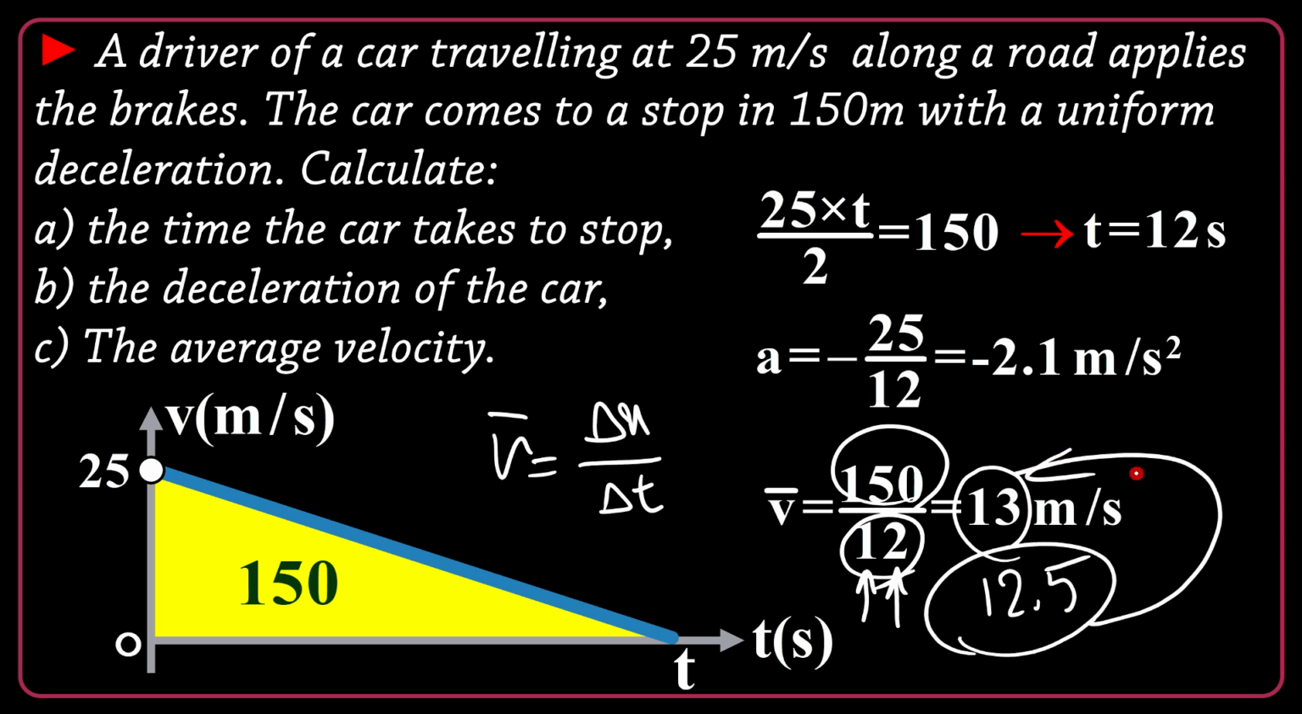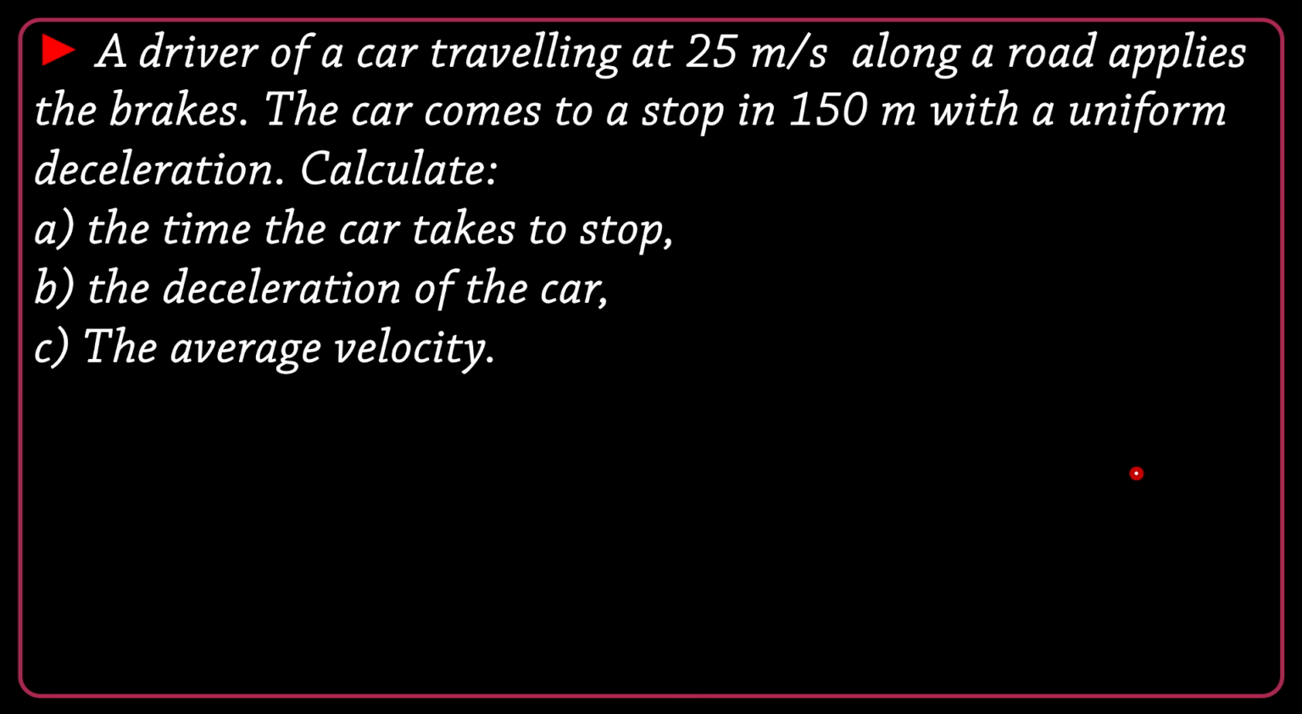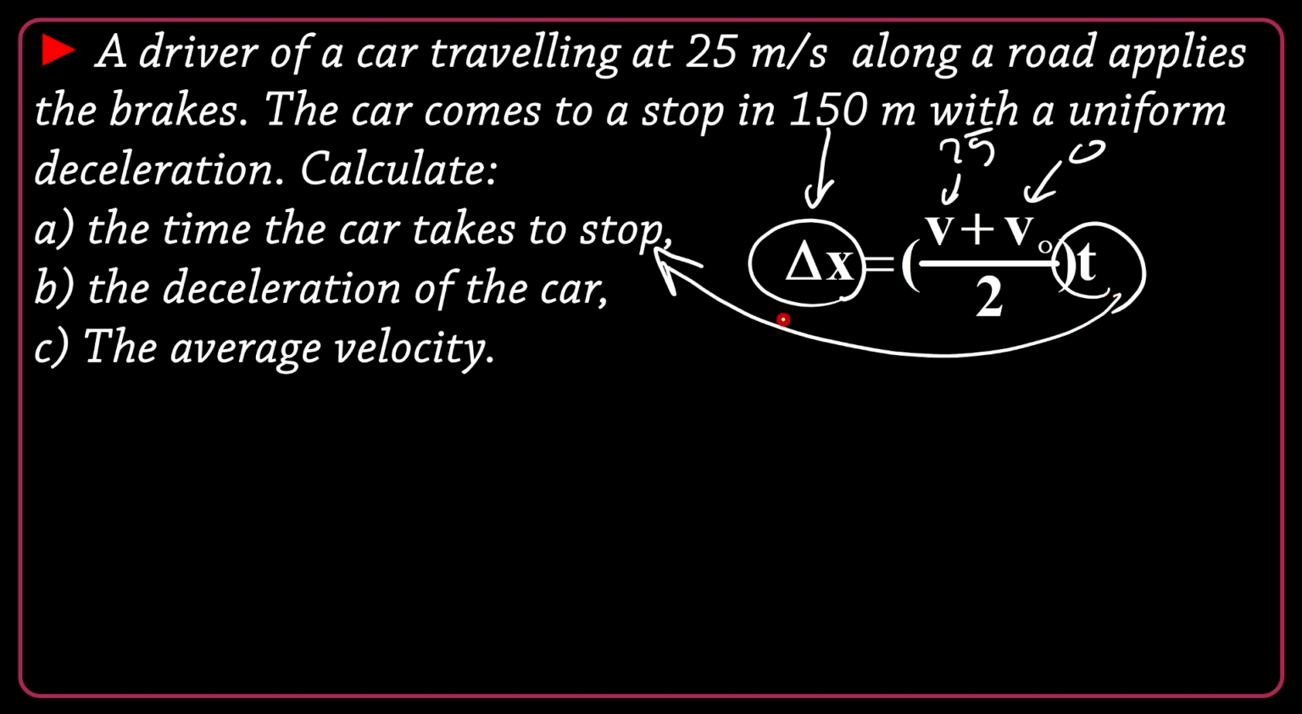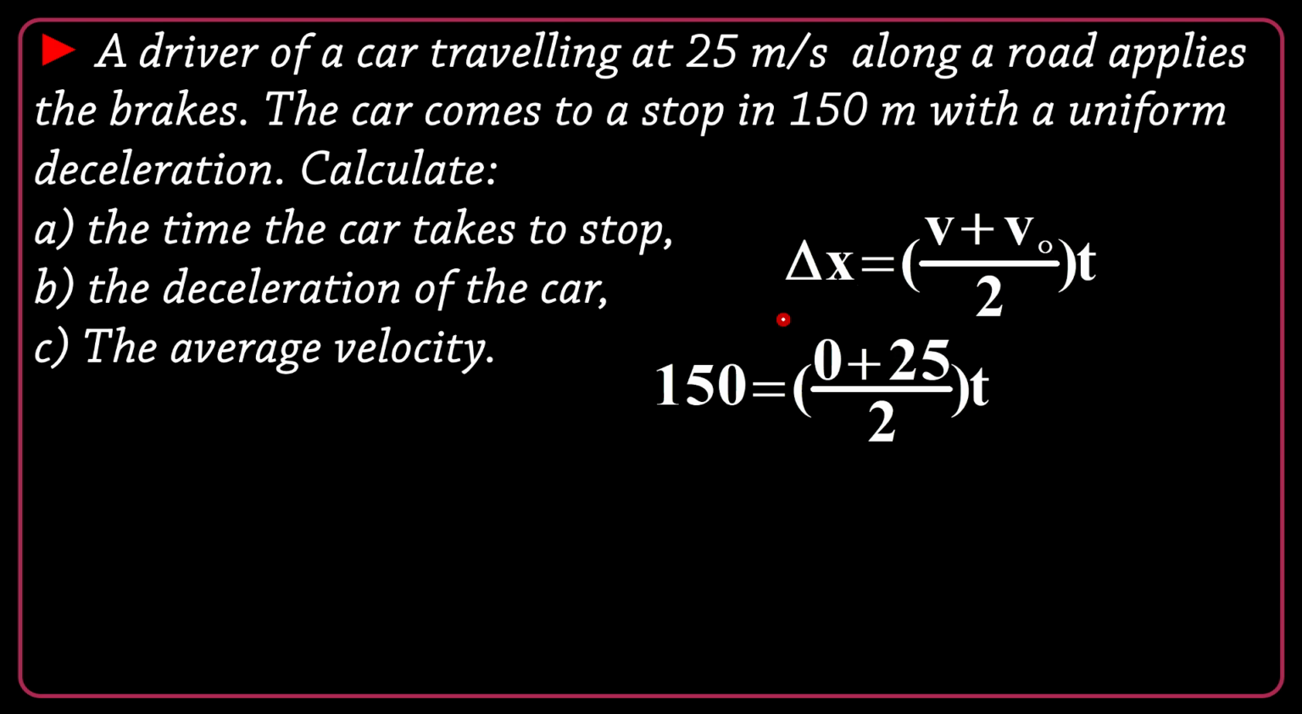This is the first approach, based on the graph. Second approach will be based on equations. So for the first part, as delta x is given to be 150, I use this equation because the initial velocity is given to be 25, final velocity comes to a stop, so it's 0, time is wanted. So it's very easy. The best equation, I think, is this one. So I plug in the values and then I get the time to be 12 seconds.